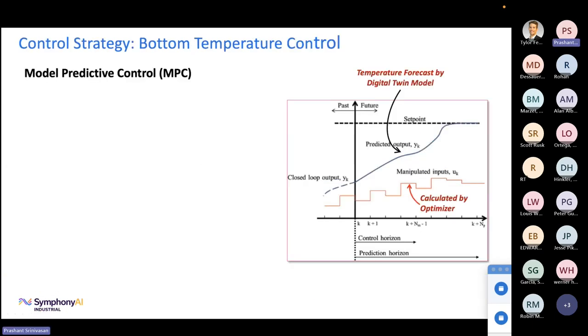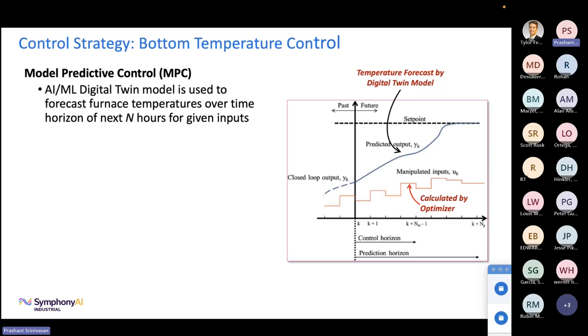Now, in terms of the bottom temperature control, the strategy that we use is model predictive control. So what is done here is that the machine learning model or the AI digital twin model is used to forecast the temperature, as I showed 2 slides earlier. And this will give you the forecast over the next few hours.